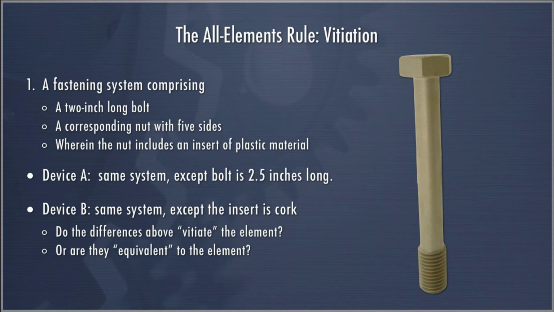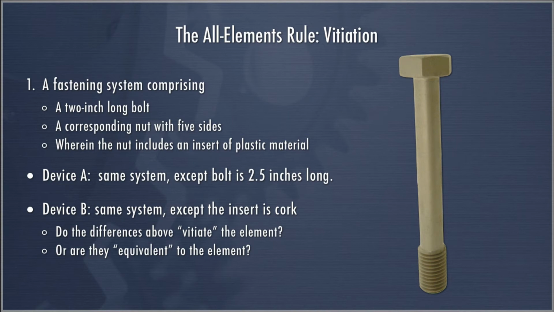So consider the equivalence, or not, of device A. Everything's the same, except the bolt is 2.5 inches long. All right, so let's go element by element. Does it have a corresponding nut with 5 sides? Yes. Does it have an insert of plastic material? Yes. Is it a fastening system? Yes. Is it a bolt? Yes. The bolt, however, is not 2 inches long. All right, so now the question is, is 2.5 inches equivalent to 2 inches?